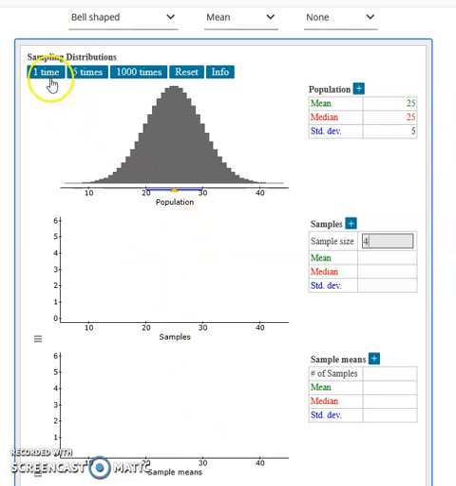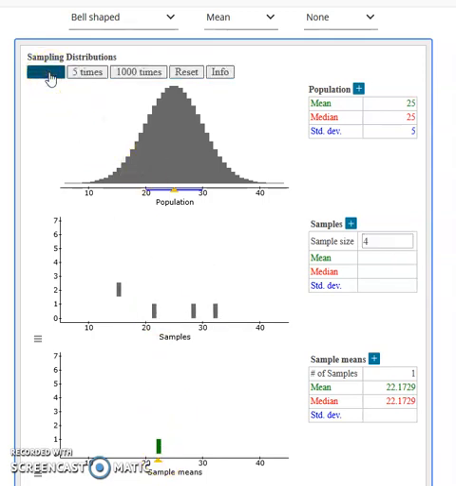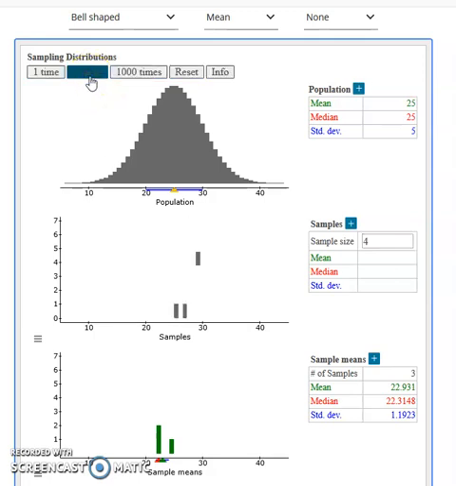Now here's an animation of how this works. We grab 4 things, calculate the mean, and record it down here in our distribution. Do it again. Take the average, record it. One more time. Okay. Let's do that 5 times in a row.